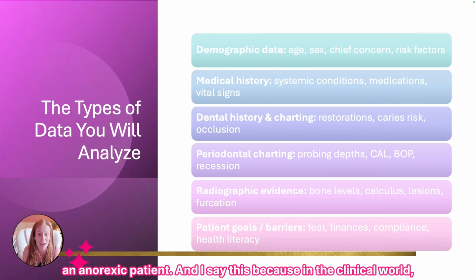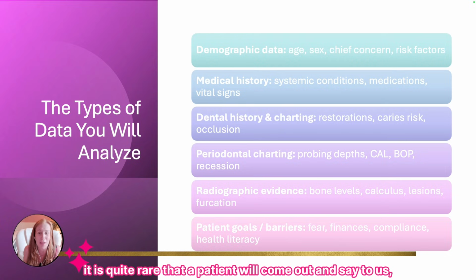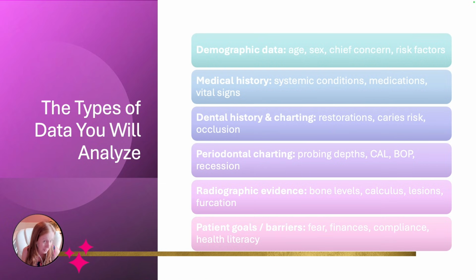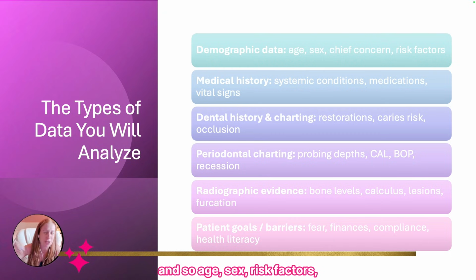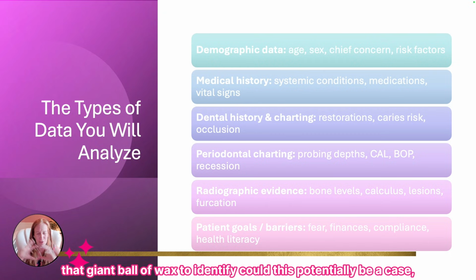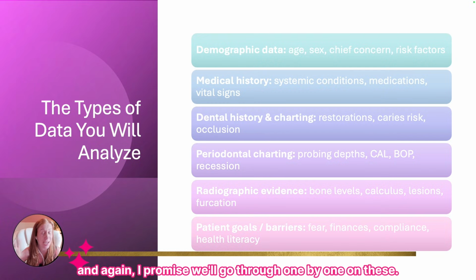And I say this because in the clinical world, for those of us who are practicing and seeing patients, it is quite rare that a patient will come out and say to us, yes, I am suffering from anorexia. It is our job to start to put those puzzle pieces together. And so age, sex, risk factors, some of those things we're going to start to put together in that giant ball of wax to identify, could this potentially be a case, right? So there's your demographic data. And again, I promise we'll go through one by one on these.